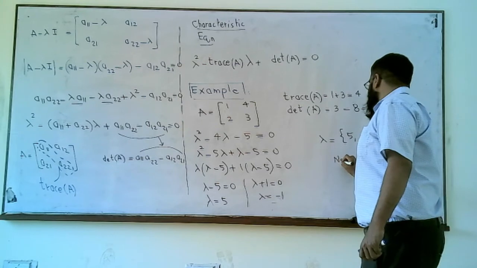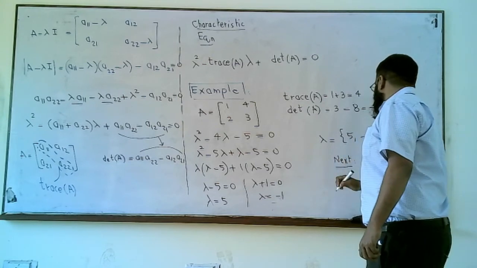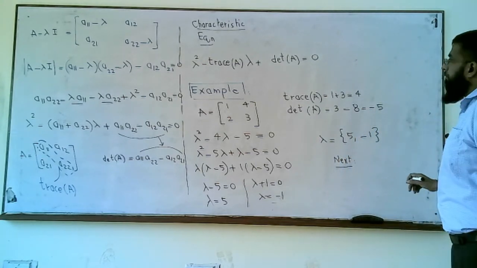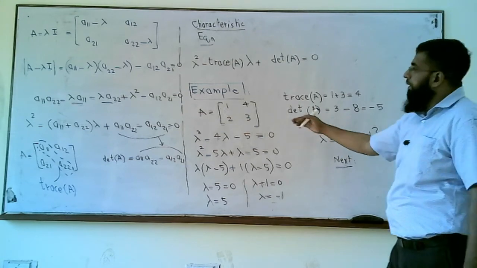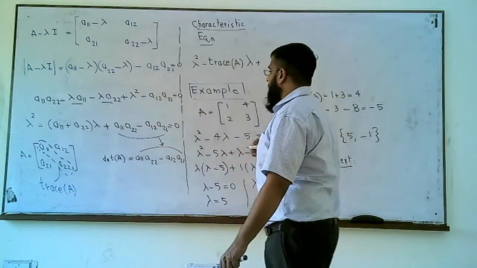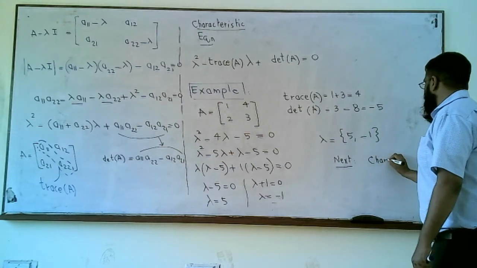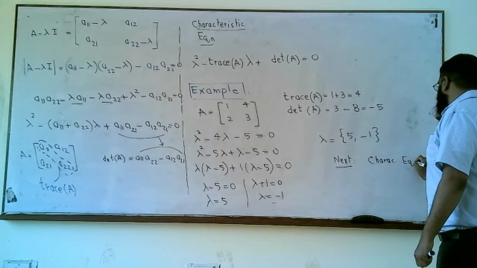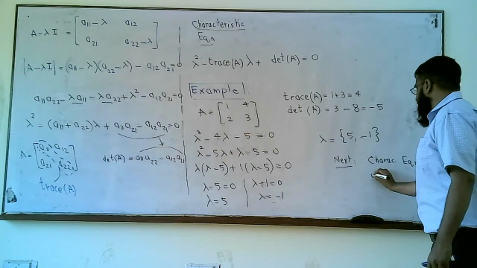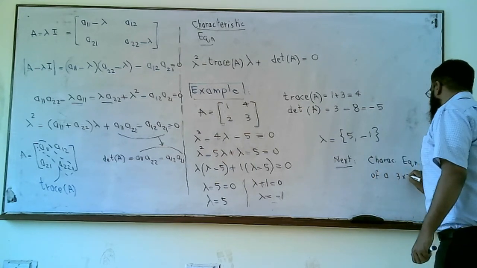In the next lecture, we will use a similar derivation to what we did here to find the characteristic equation and the eigenvalues of a 3 cross 3 matrix.